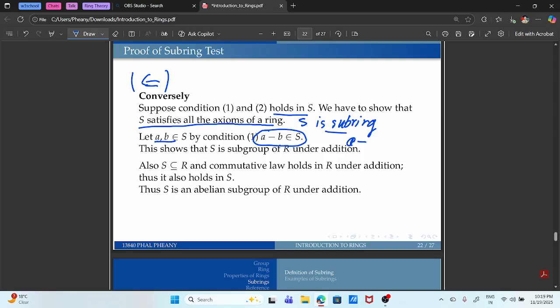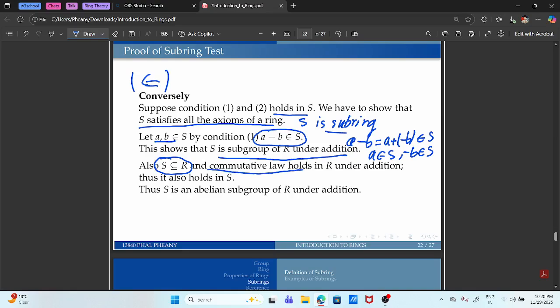A minus B, we can write A plus minus B, where A belongs to S, minus B belongs to S, so this belongs to S. That means S is a subgroup under addition, meaning addition holds in S. Also, S is a subgroup of O, and the commutative law also holds.